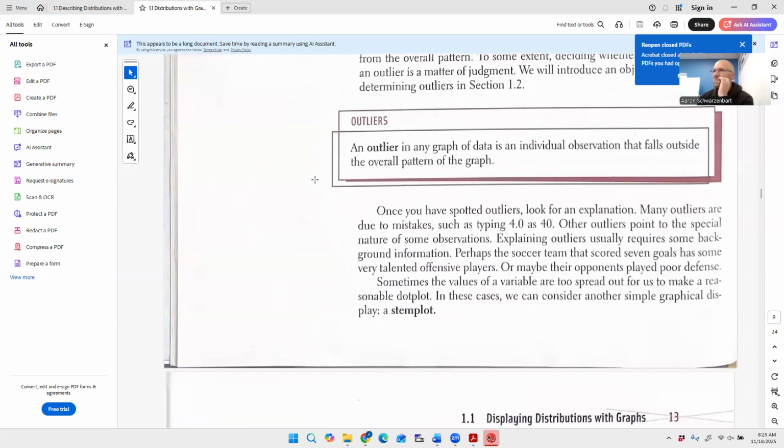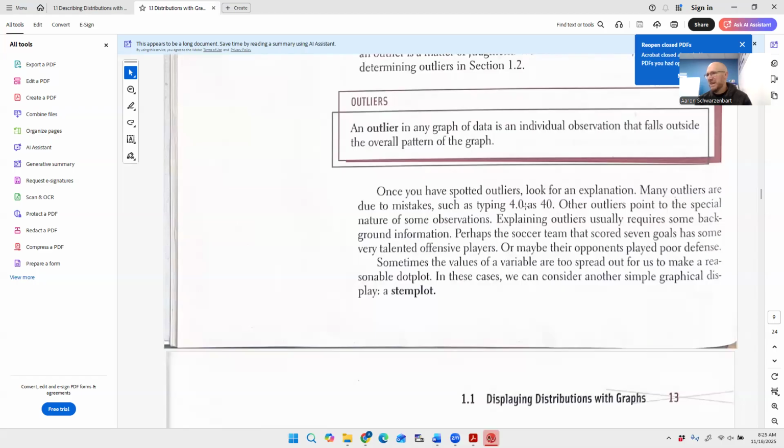An outlier is an individual observation that falls outside the overall pattern of the graph. We'll talk about how to find outliers. There's a specific definition that you need to use, to determine if something is far enough out to be an outlier.